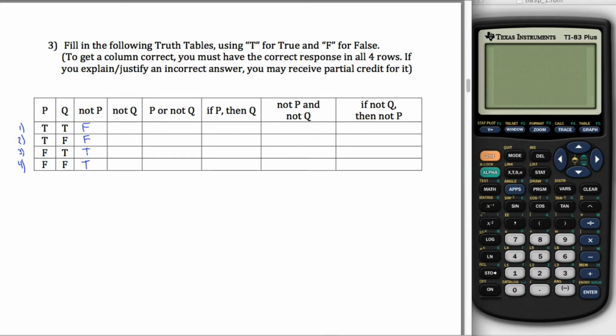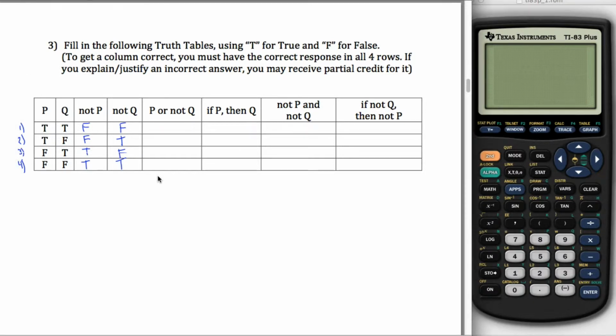Not Q, same basic idea. Maybe I'll even keep the same color. It's the opposite of this one. So Q is true, not Q is false. Q is false, not Q is true. Kind of the double negative idea. Q is true, not Q is false. Q is false, not Q would be true.